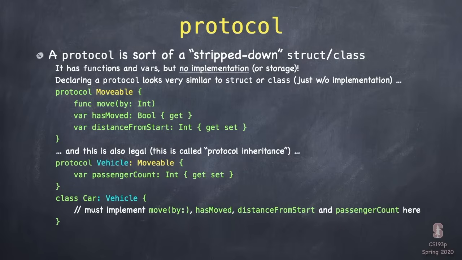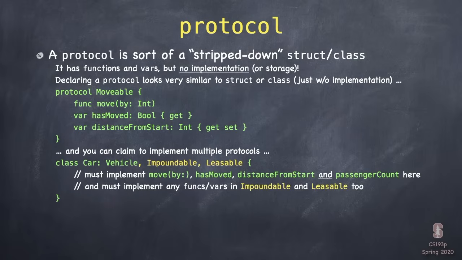Now, it's also possible to have one protocol say that it requires another protocol. This is called protocol inheritance. Don't get confused with class inheritance because we're just talking about protocols here. So here I have a protocol Vehicle, and it's inheriting from Movable. It adds its own var there, passengerCount. So if a class like Car comes along at the bottom here and it says, oh, I sign up to be a Vehicle, well, now it has to implement all three things from Movable, and it has to implement the thing from Vehicle. You can also, if you're a struct or a class, claim to implement multiple protocols.